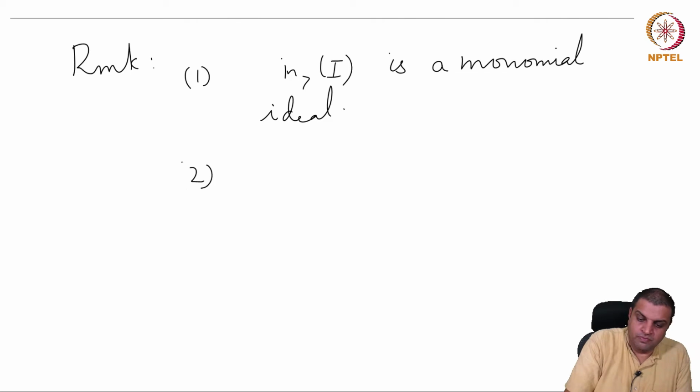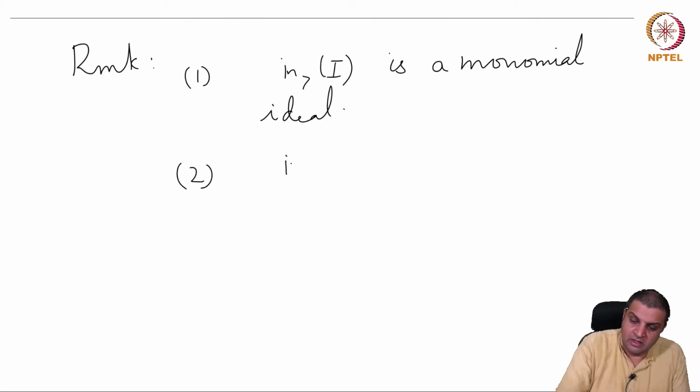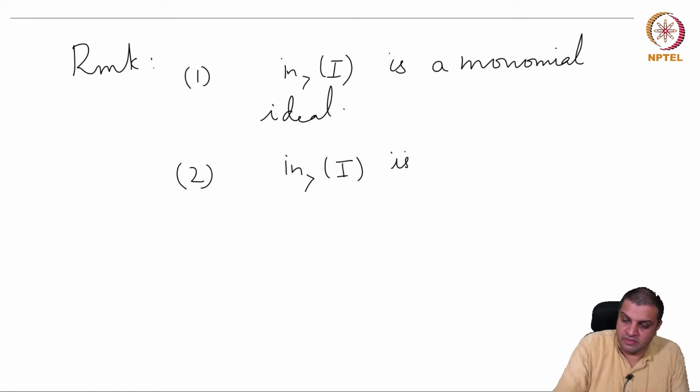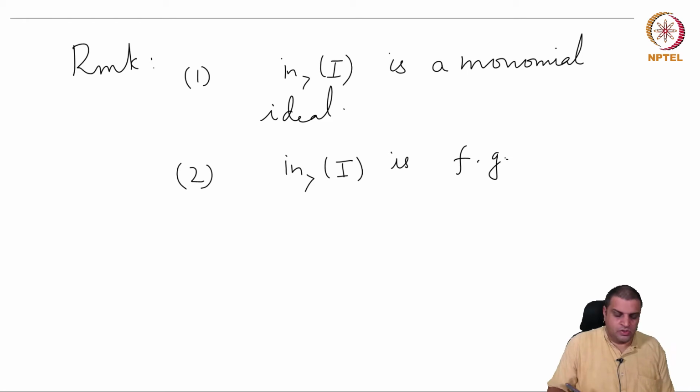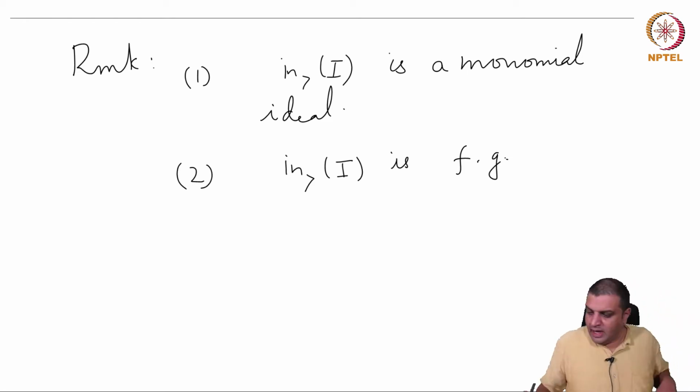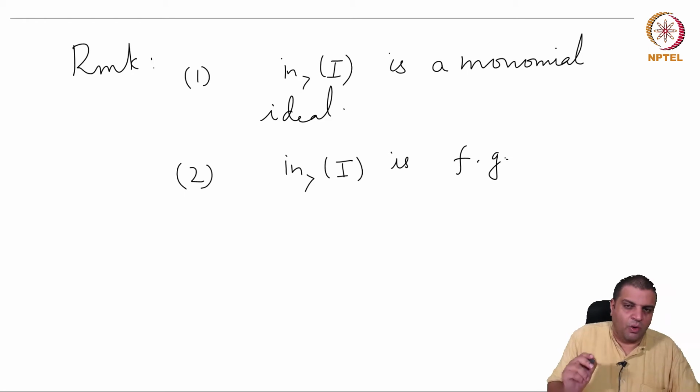And two, because it is a monomial ideal, it is also finitely generated. This is what we proved in the previous lecture. Okay? So this is a finitely generated ideal. And now let's compute this in Macaulay, and we will see some small surprise.